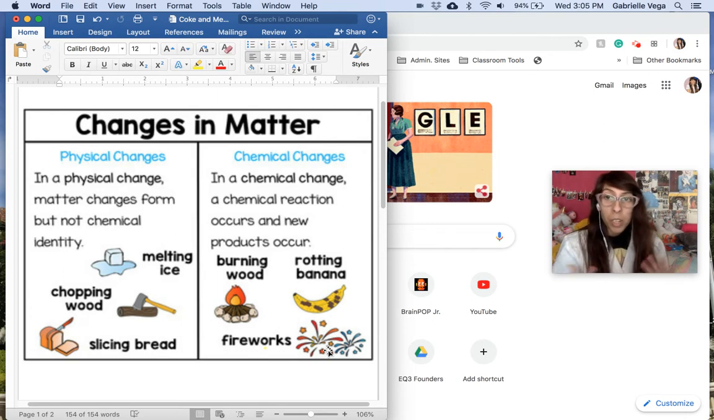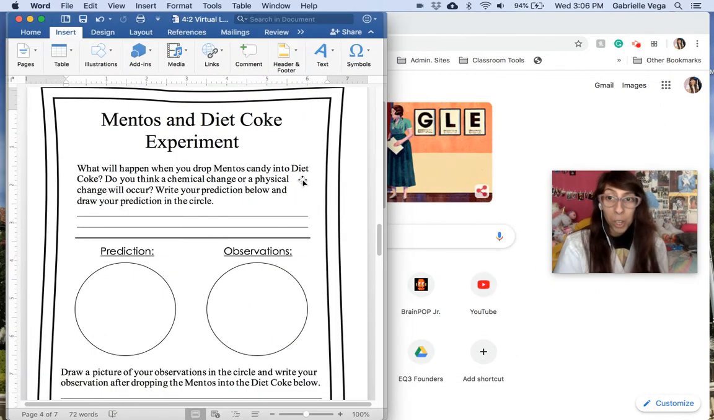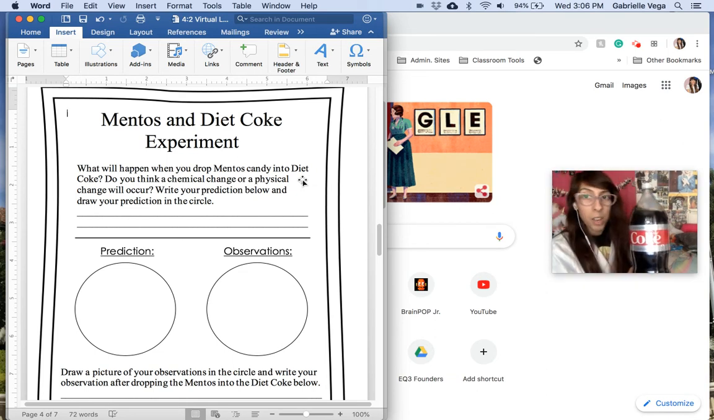So in today's experiment, we are going to be taking a look at Mentos and Diet Coke. These are the materials you're going to need for the day. You're going to need a stick of Mentos, which you can find at a store. Make sure that it is not the Mentos gum. You want the regular Mentos mint or candy. You're also going to need a 2-liter bottle of Diet Coke.